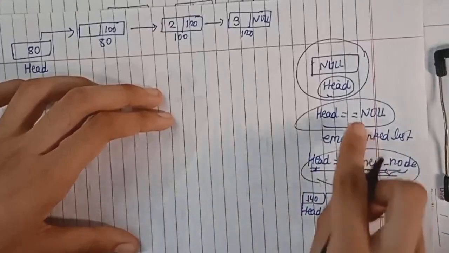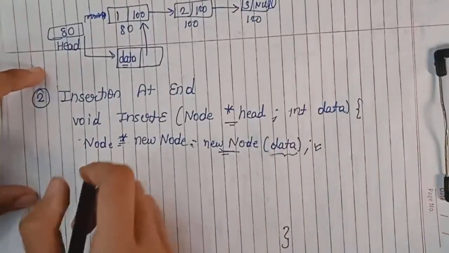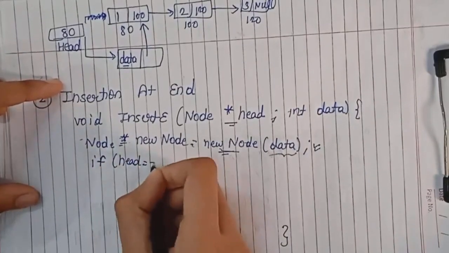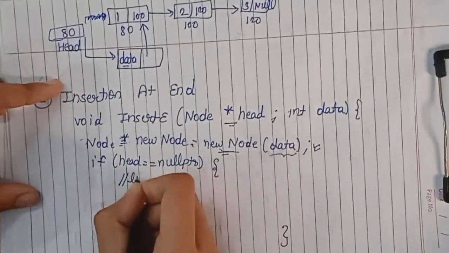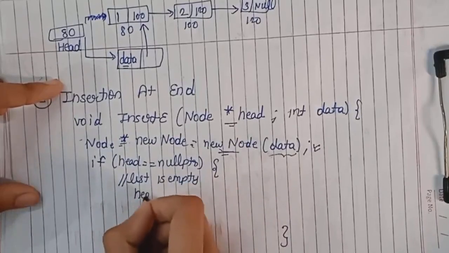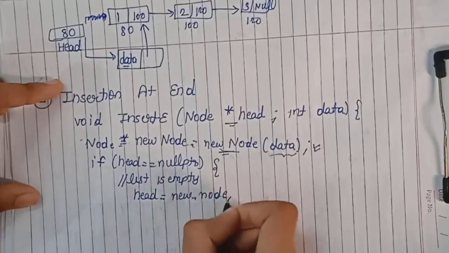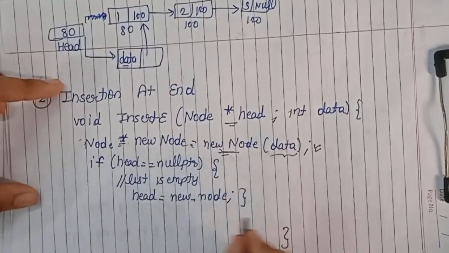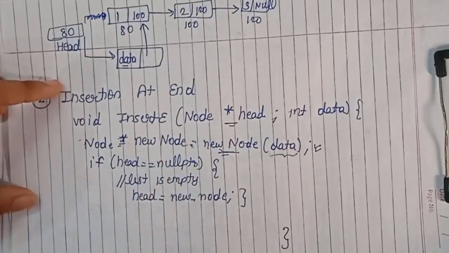So I will just put this condition first here in my code, that is if head is equal to null pointer, that is if list is empty, then you just need to assign head the address of the new node. So now this condition is completed here. So now what next if head is not equal to null pointer? Let us see that.